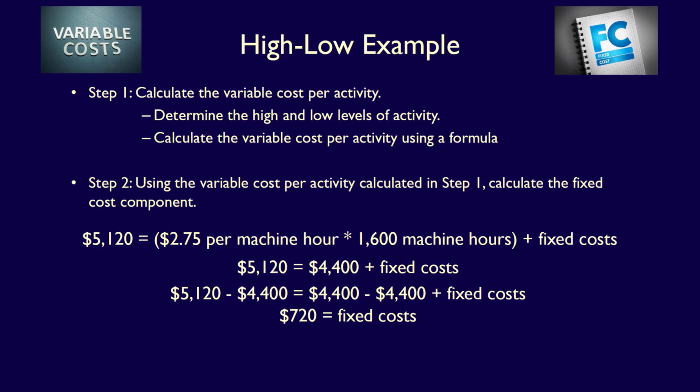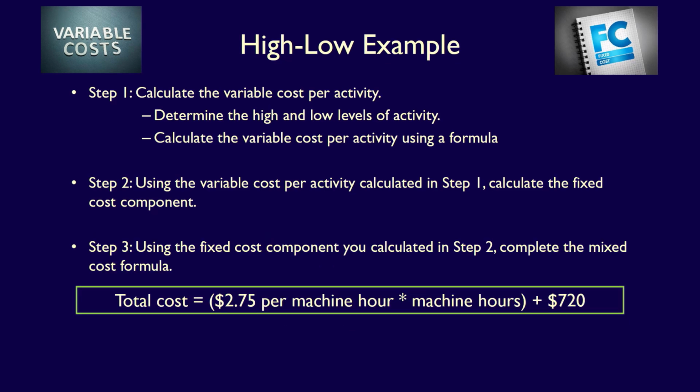To show that, let's quickly solve the equation for the low level of activity. $5,120 is equal to $2.75 per machine hour multiplied by 1,600 machine hours plus fixed costs. $2.75 per machine hour multiplied by 1,600 machine hours equals $4,400. So, $5,120 is equal to $4,400 plus fixed costs. We have to then eliminate the $4,400 from the right side of the equation, so we would subtract that amount from both sides. $5,120 minus $4,400 is equal to $4,400 minus $4,400 plus fixed costs. And yes, fixed costs are equal to $720. Perfect. It works exactly the same.